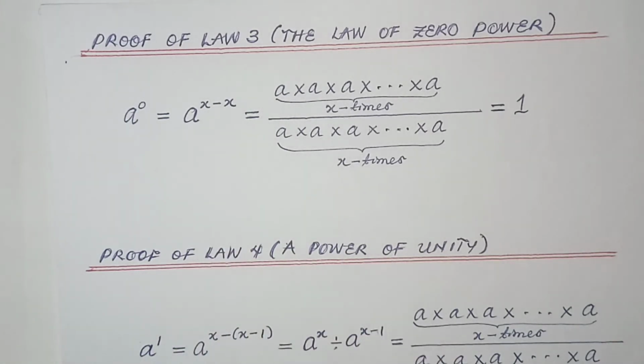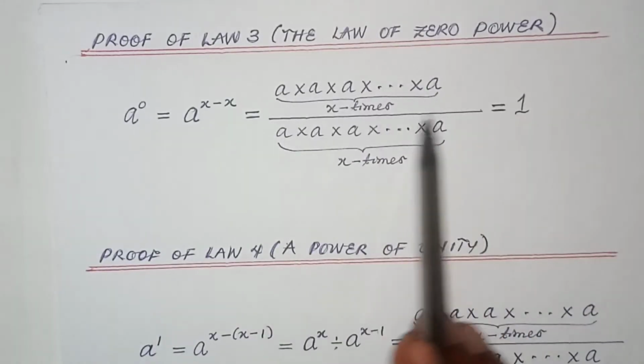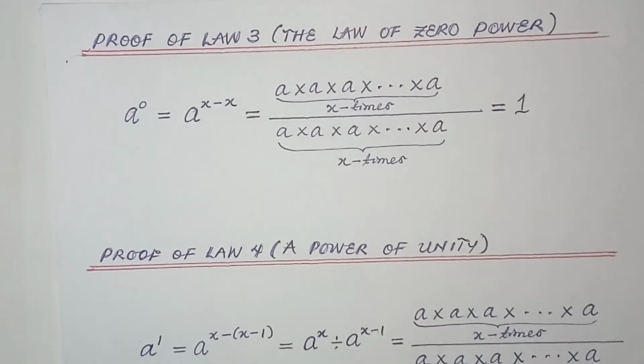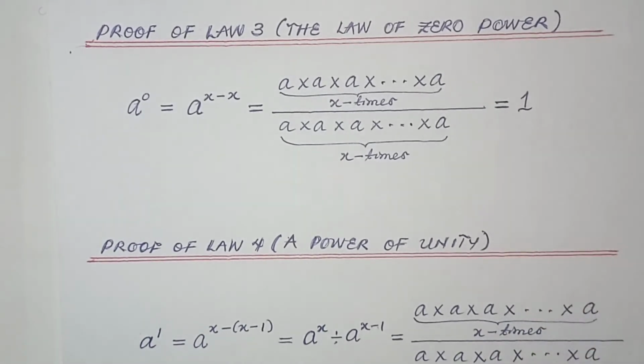So a raised to power 0 can be written as a raised to power x minus x. Take note, by the second law, a raised to power x minus x can be represented as a multiplying itself x number of times divided by a multiplying itself x number of times, and of course that will give us 1. So the law is true.